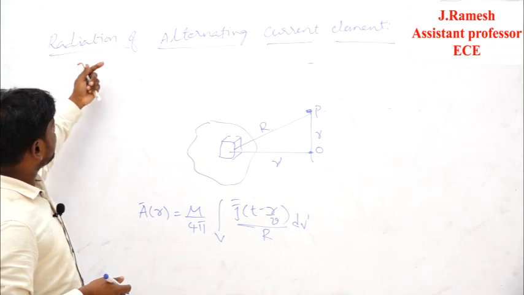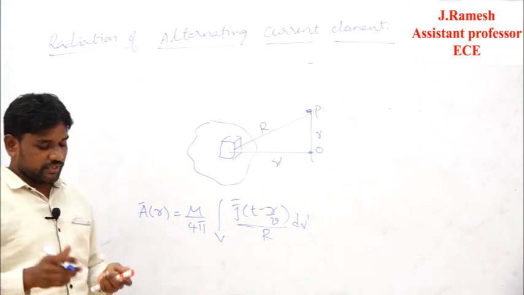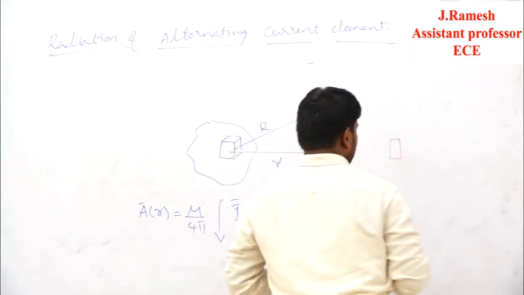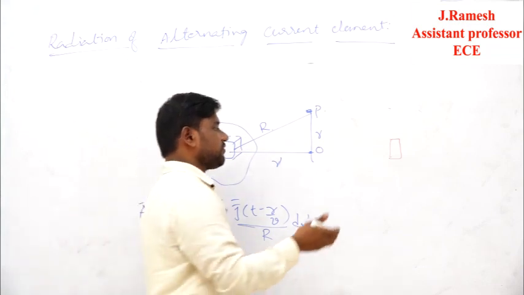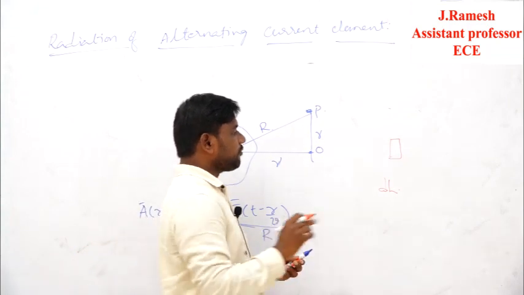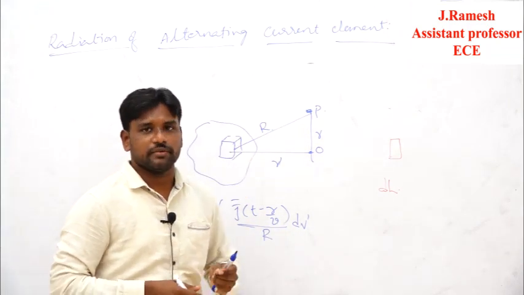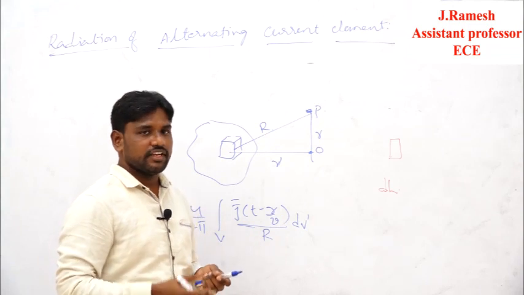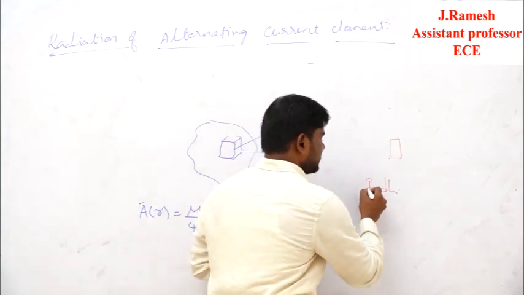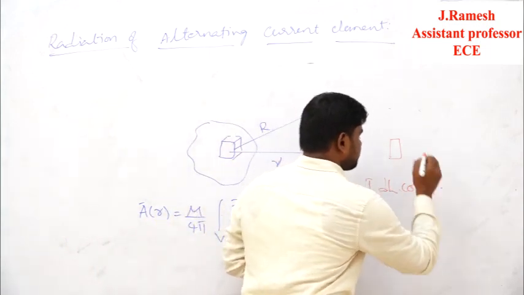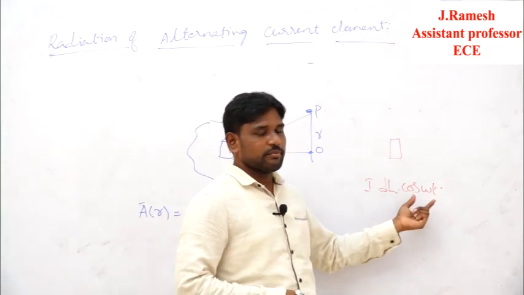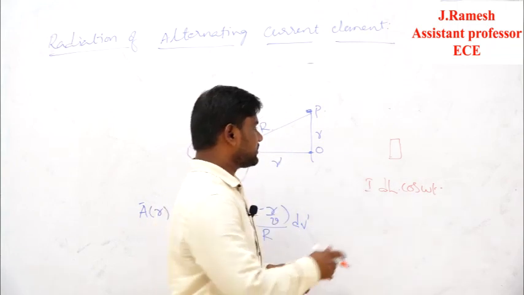Now, whenever we enter into the radiation of the alternating current element, first I am assuming a small element like this, of small length dl. It carries some current, but it is an alternating current element. Alternating current element means it is in terms of a sinusoidal waveform. So I am considering the current as I cos omega t. Here dl is the small length of the element and I cos omega t is our current. So this is the small element.